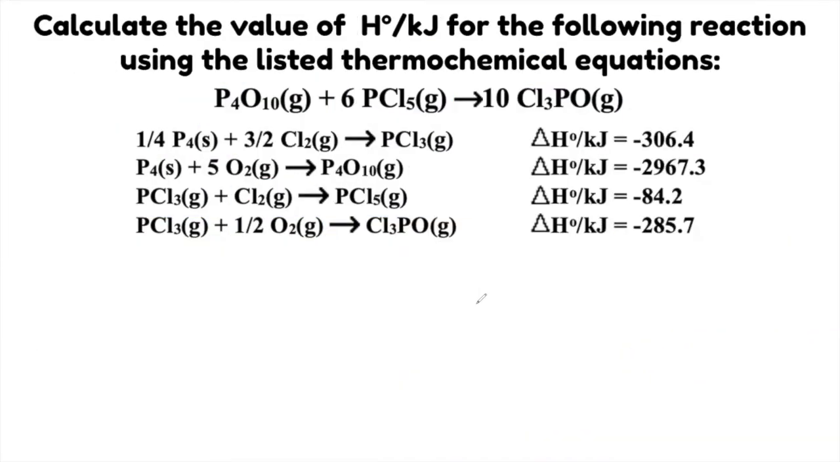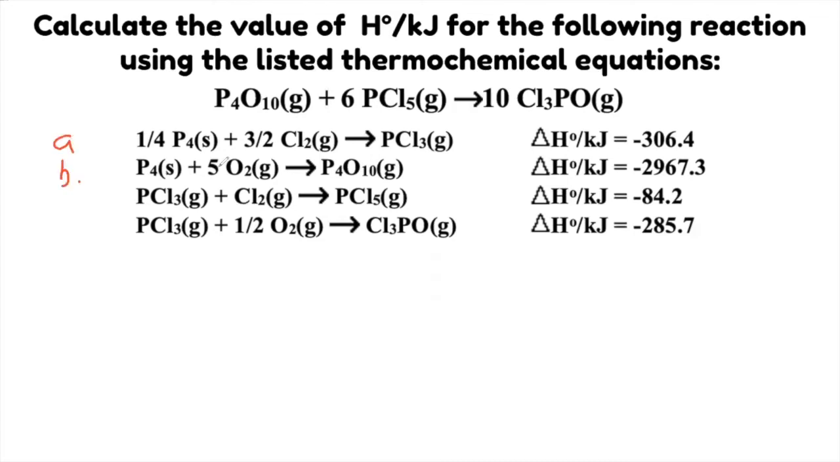Calculate the value of the heat of the reaction for the following reaction using the listed thermochemical equations. So again, the first thing you need to do is to identify the things that you need in your main reaction. So for the first equation, P is not on the main equation, Cl2 is not there as well, and PCl3. So personally, I skip this first. Okay, so let's go to equation B.